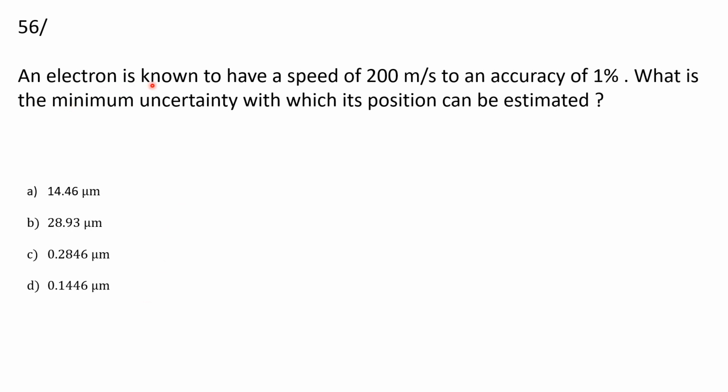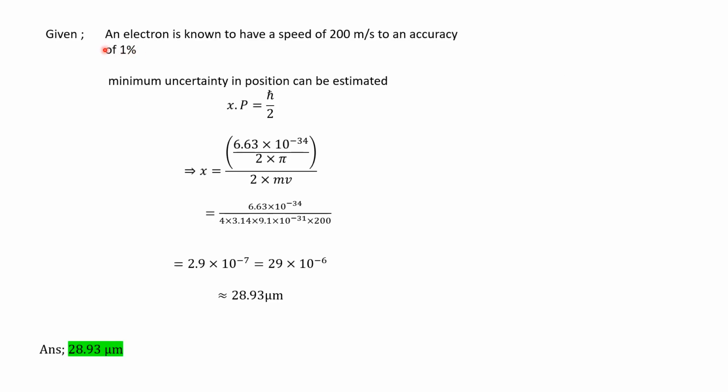Then an electron is known to have a speed of 200 meter per second to an accuracy of 1%. What is the minimum uncertainty with which its position can be estimated? And here are the options you can see. So let's jump to the solution directly. So here given that an electron is known to have a speed of 200 meter per second to an accuracy of 1%, and we have to calculate the minimum uncertainty in its position. We know that the uncertainty principle says delta x dot delta p is greater than or equal to h cut by 2.